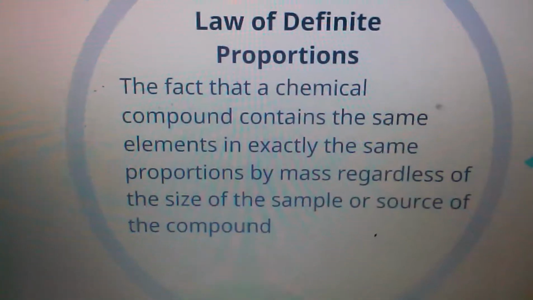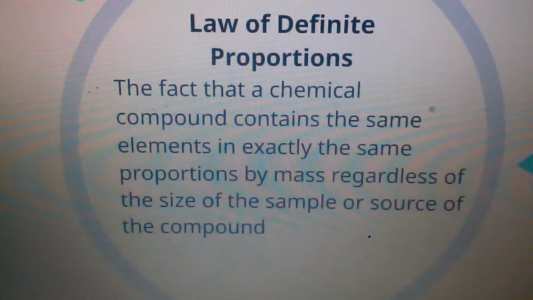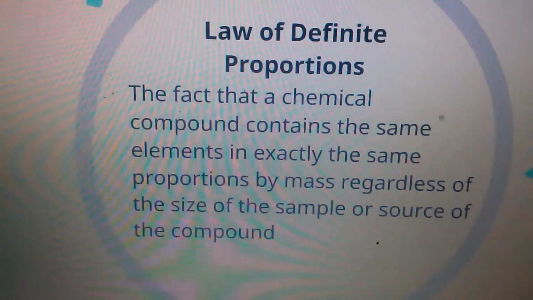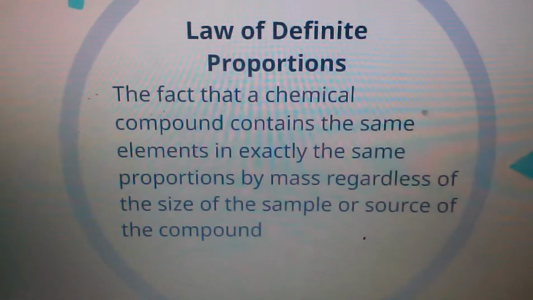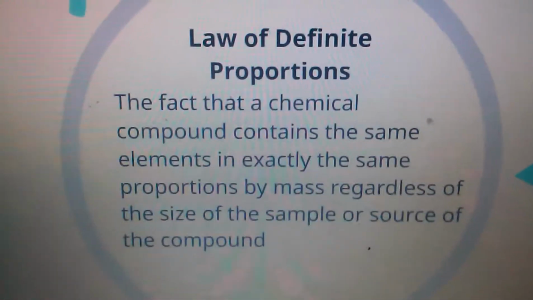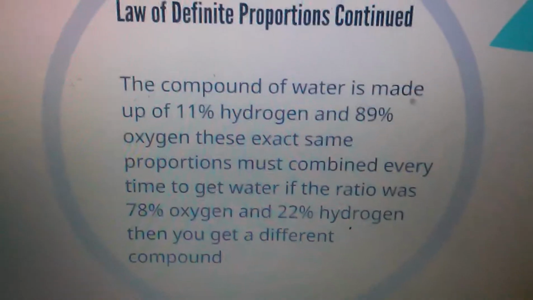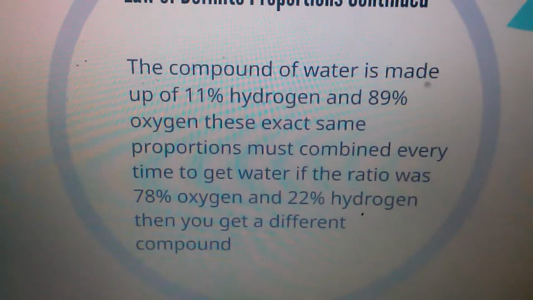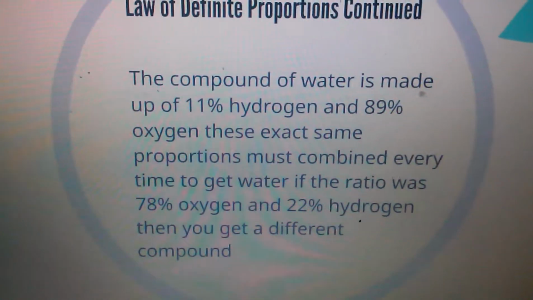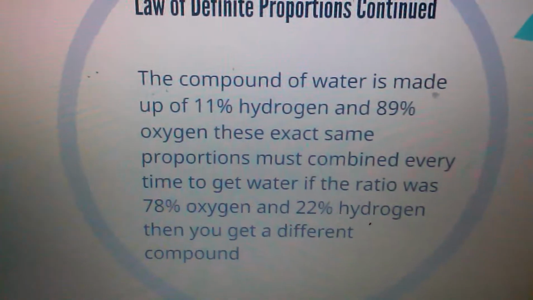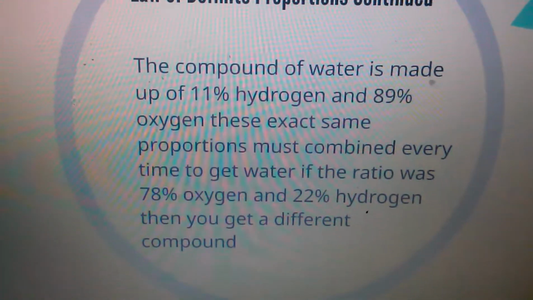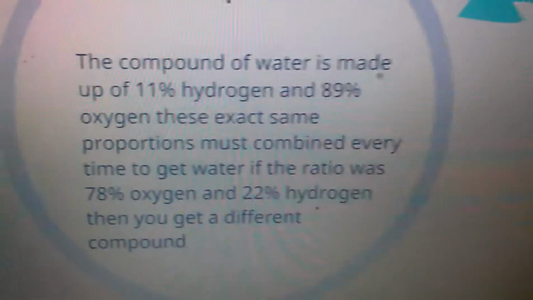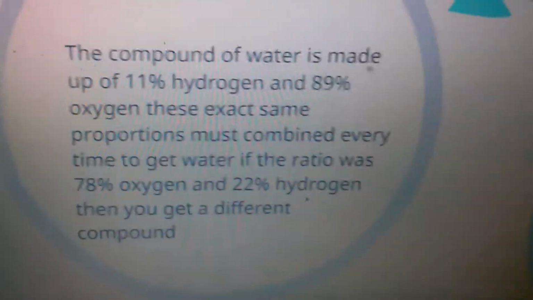Okay, so the second law we have is the law of definite proportions. The law of definite proportions is the fact that a chemical compound contains the same elements in exactly the same proportions by mass, regardless of the size of the sample source of the compound. So an example we have here is the compound of water, which is made up of 11% hydrogen and 89% oxygen. And you have to get these same exact proportions to get water. Even if the ratios were slightly off, then you wouldn't get water. You would get a totally different compound.